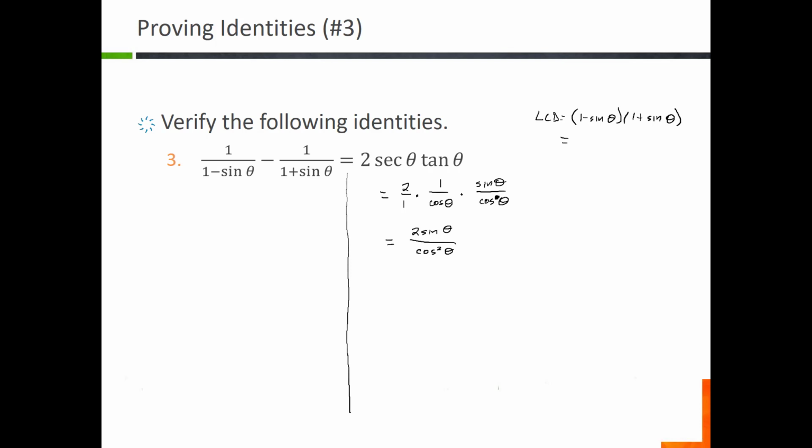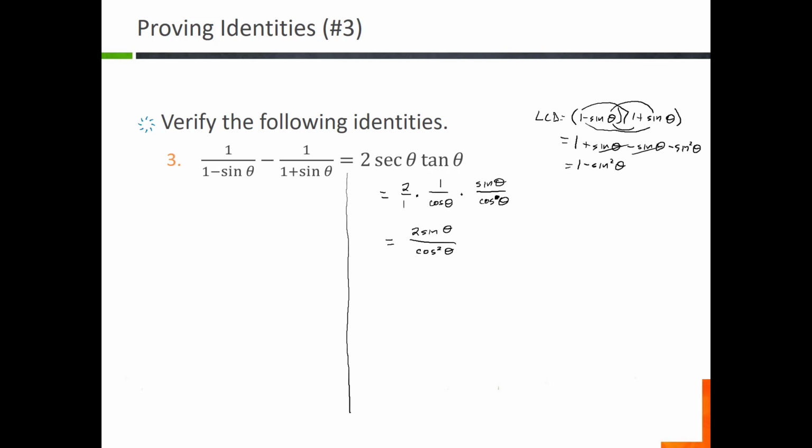If we FOIL that out, we're going to have 1 times 1, so we multiply the first numbers. Then we do the outsides, the 1 and the sine, so plus sine theta. Then the insides, which is a minus sine theta. And then the last numbers, which is a minus sine squared theta. The 2 middle terms cancel out, so we're left with 1 minus sine squared theta. I know that's where we're headed on the left side.